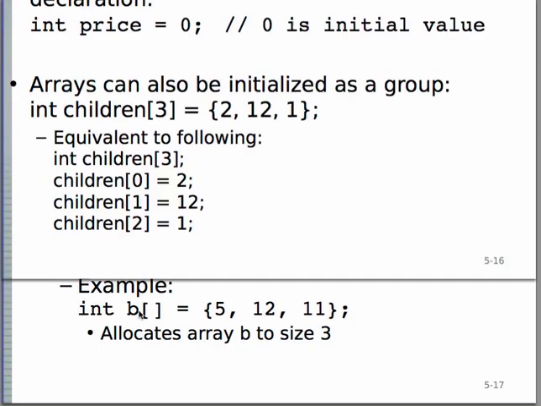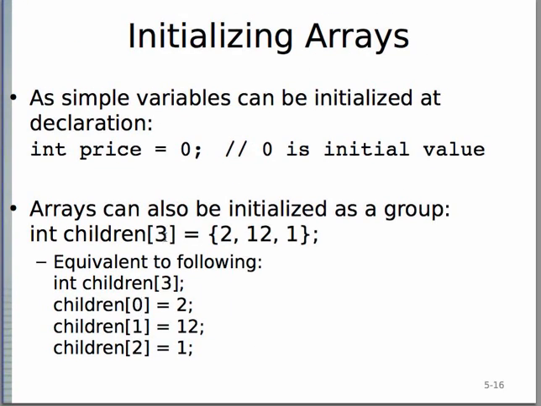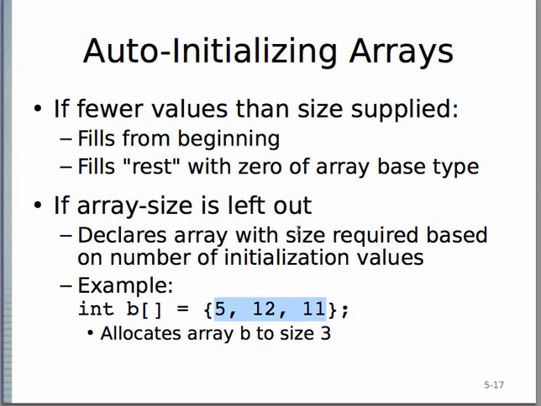So it's a little different. If you set the size of the array to 3, you can initialize the first one, or the first and second one, or the first 3. Any one of those would be accepted. If you supply fewer values than the size, so if you have an actual array of size 3 and you only supply one element in curly braces, then it always fills from the beginning and fills the rest with 0 of the array base type. So if you have an int array and you only initialize the first one, the rest will be set to 0.